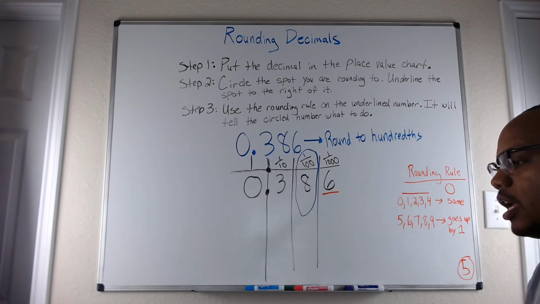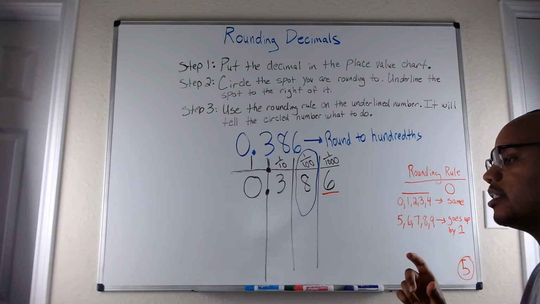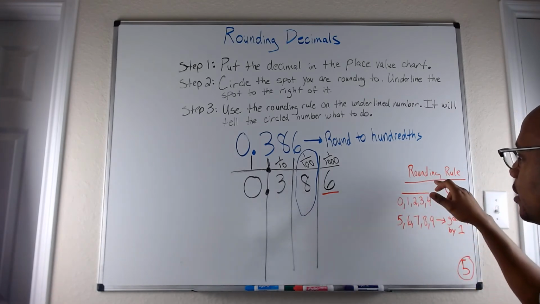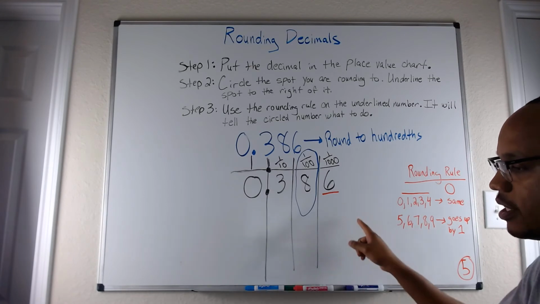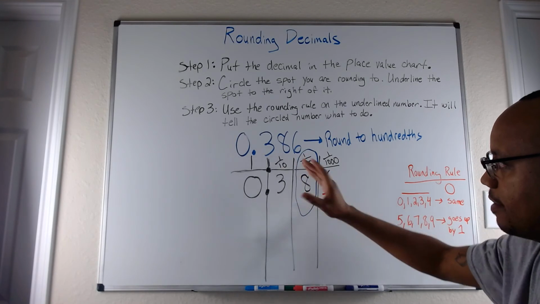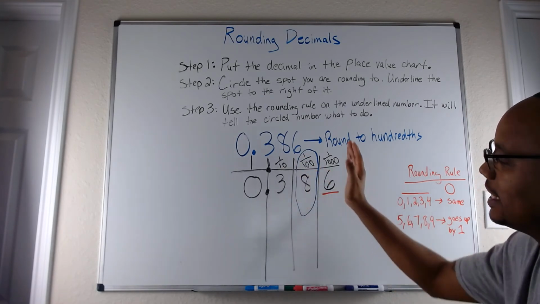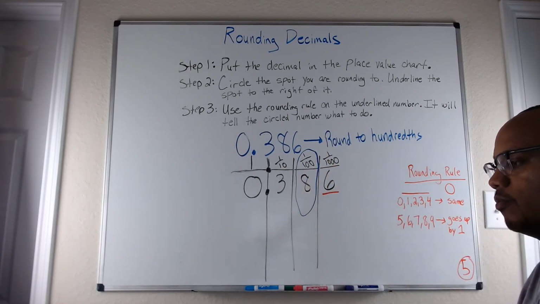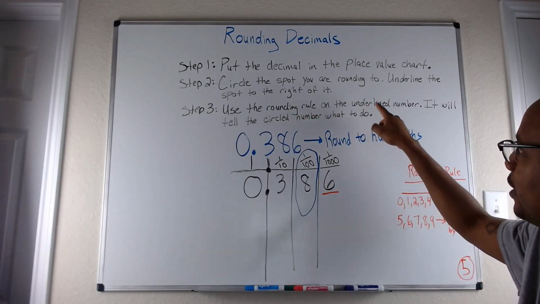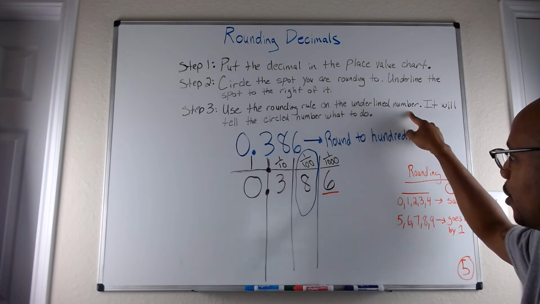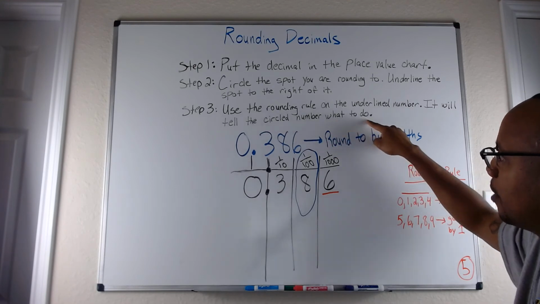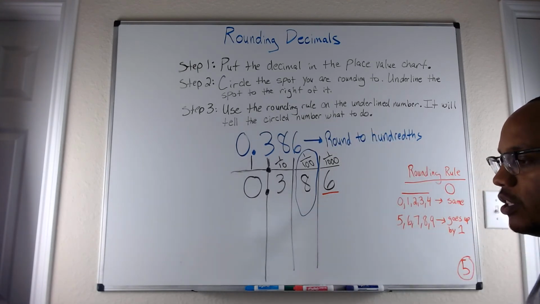All right? Now, because the 6 is behind it, you're going to use the rules of rounding on the 6, and it's going to tell the 8 what to do. You're focusing on the 100th spot, but the 1000 spot behind it is going to tell it what to do. All right? So step 3 says use the rounding rule on the underlined number. So I'm going to use it on the 6. It will tell the circled number what to do. It will tell the 8 what to do.